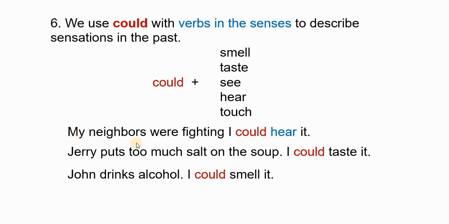My neighbors were fighting. I could hear it. Jerry puts too much salt on the soup. I could taste it. John drinks alcohol. I could smell it. So guys, could followed by the verbs of senses.